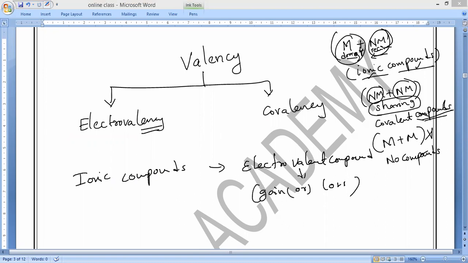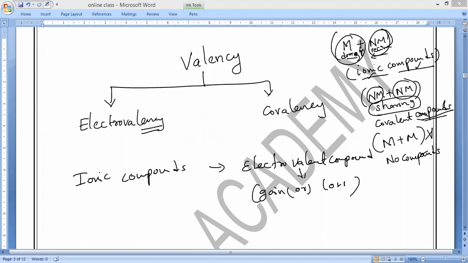Now, if any kind of element combines by the sharing of electrons to form covalent compounds, what is another name of covalent compounds? Let me see who will remember. Last chapter I taught you. Covalent compounds we can also call as what? Pradosh, Maitreyan?